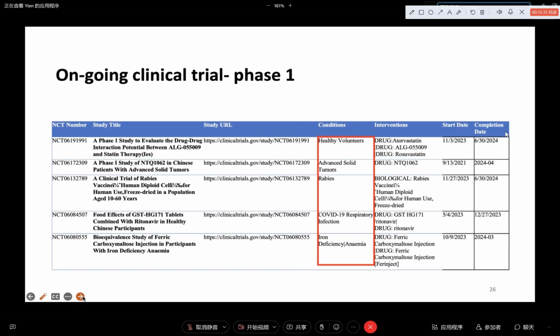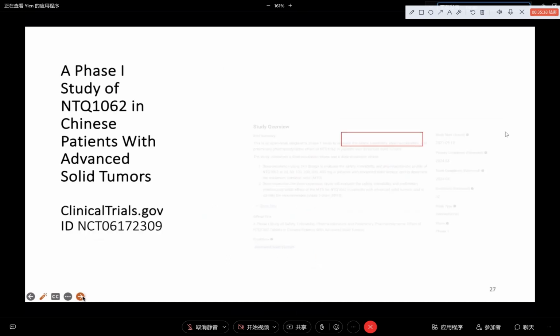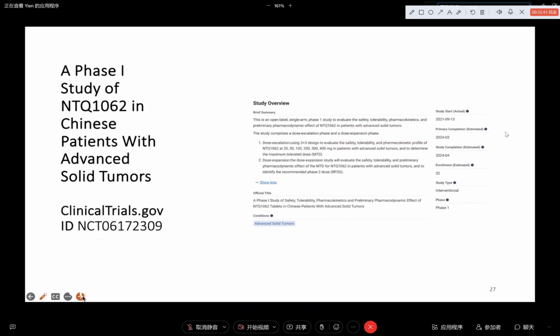So in the next slide, I'm talking about phase 1. One example of a phase 1 clinical trial conducted in China has study ID NTQ1062, in China's patients with advanced solid tumors. The condition of the patients chosen for this study is advanced solid tumors. As we can see, this study is an open label, single arm phase 1 study that evaluates the safety, tolerability, and pharmacokinetics, and also the preliminary pharmacodynamic effect of this drug in patients with advanced solid tumors.